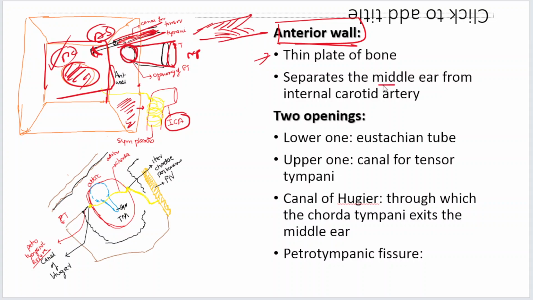Yeah, it is separating the middle ear from the internal carotid artery, but mostly in the lower half. It has two openings. One is the opening of the eustachian tube. The other is the canal for tensor tympani. Now, coming to this, it is the same part, the same thing.